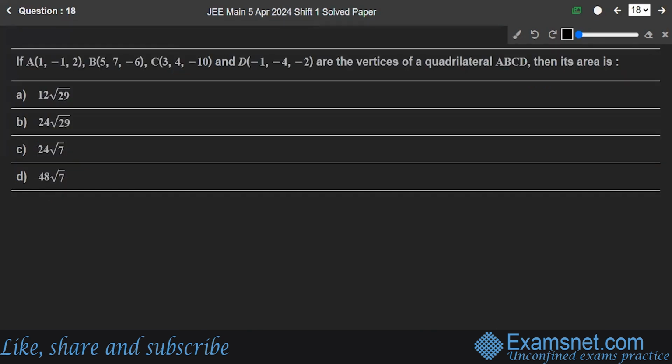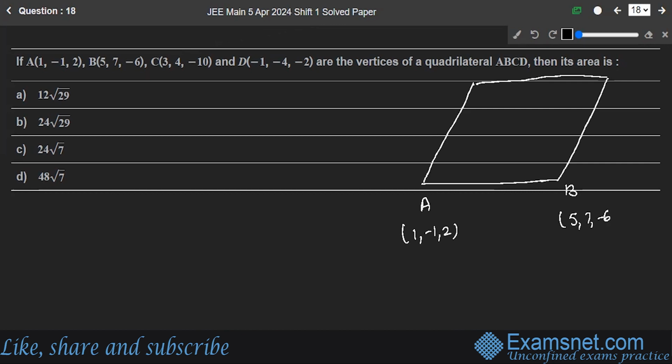Question number 18. If A, B, C, D are the vertices of the quadrilateral ABCD, then its area is. So you're given the 4 coordinates. You have to find out the area. Okay. So this be the quadrilateral, any shape it can have. Let's say this is your A, 1, minus 1, 2. Let's say this is B, 5, 7, minus 6.